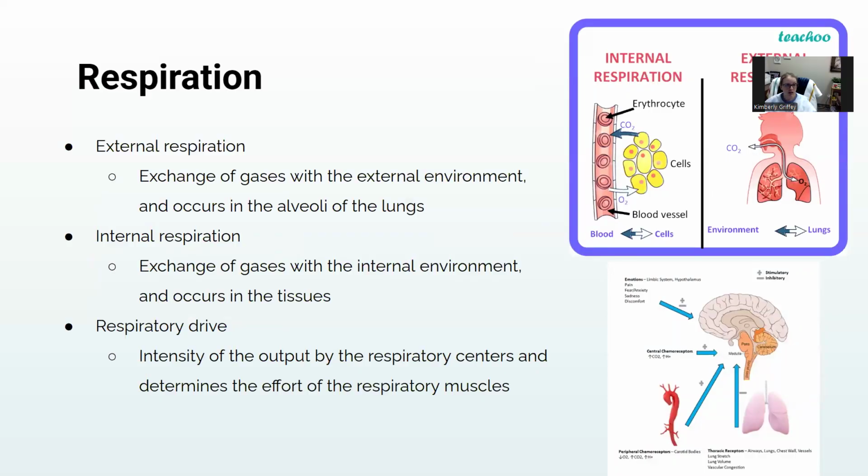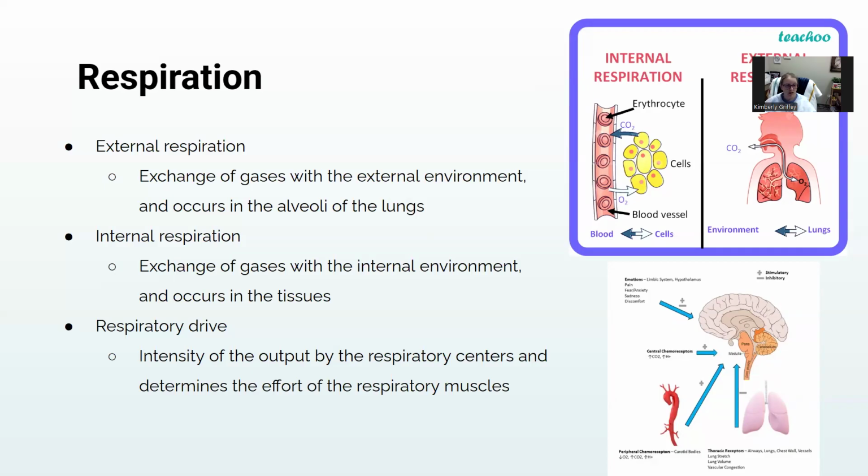External respiration is the exchange of gases with the external environment and occurs in the alveoli of the lungs. Internal respiration is the exchange of gases within the internal environment and occurs in the tissues. And do you remember where those exchanges of gases occur? They occur in the alveoli.